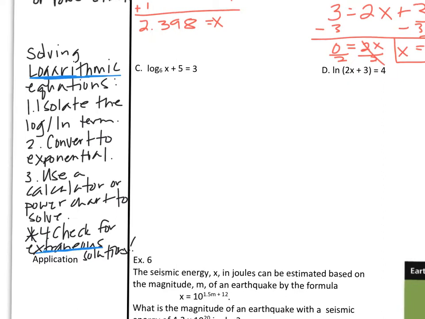Notice log base 6 of x is your logarithmic term. That means that plus 5 is after. What we would do first is move that over. I'm going to subtract 5 on the left and subtract 5 on the right.